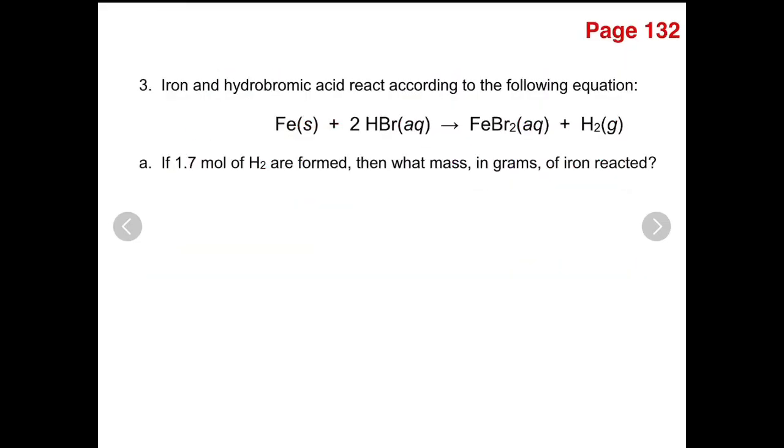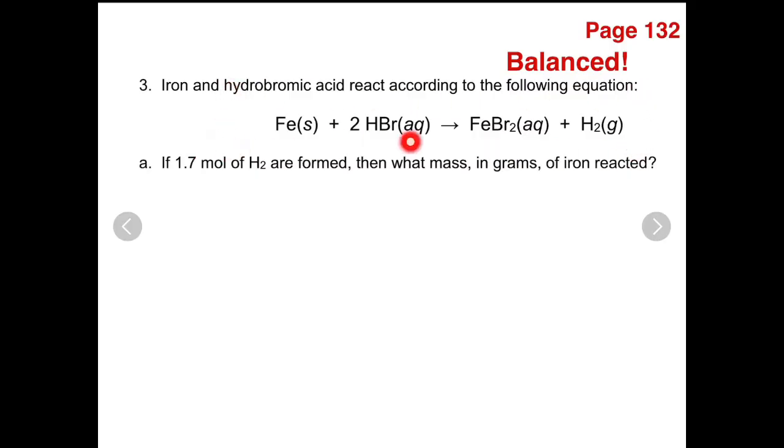Now let's take a look at the next example. This one is already giving you the chemical equation, and it's asking you to calculate the mass in grams of iron. Pretty much this is iron that reacts with hydrobromic acid to produce iron(II) bromide and hydrogen gas. The first step is to make sure this is already balanced. If you check, this reaction is already balanced, so that's good to go.